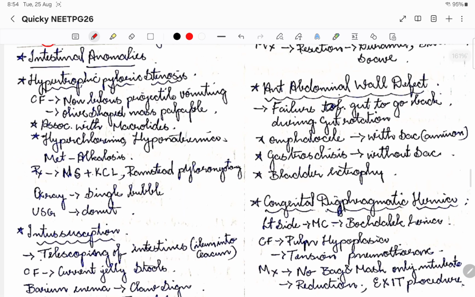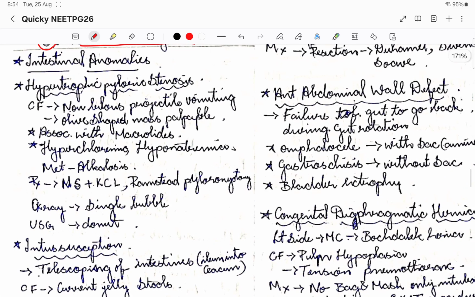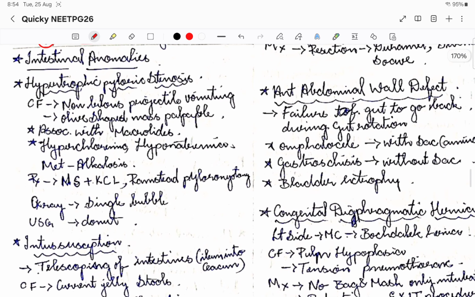Then moving on to intestinal anomalies. We all know hypertrophic pyloric stenosis, since final year we have been studying this. In hypertrophic pyloric stenosis, the clinical features will be non-bilious projectile vomiting, because the pylorus is stenosed and we aren't getting any bile. During examination, there will be an olive shaped mass that will be palpable.